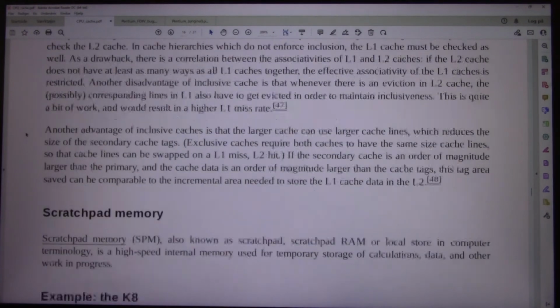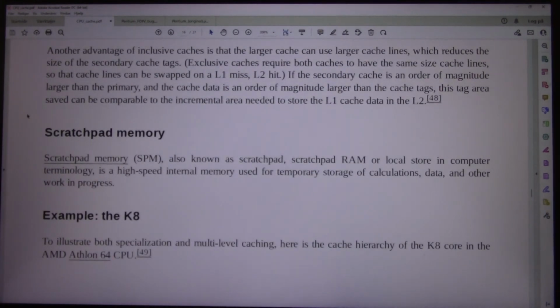Another advantage of inclusive caches is that the larger cache can use larger cache lines, which reduces the size of the secondary cache tags. Exclusive caches require both caches to have the same size cache lines so that cache lines can be swapped on an L1 miss, L2 hit. If the secondary cache is an order of magnitude larger than the primary, and the cache data is an order of magnitude larger than the cache tags, this tag area saved can be comparable to the incremental area needed to store the L1 cache data in the L2.